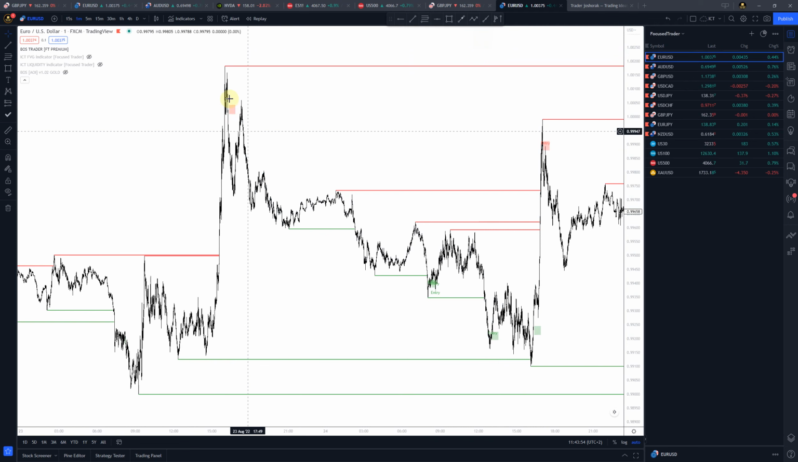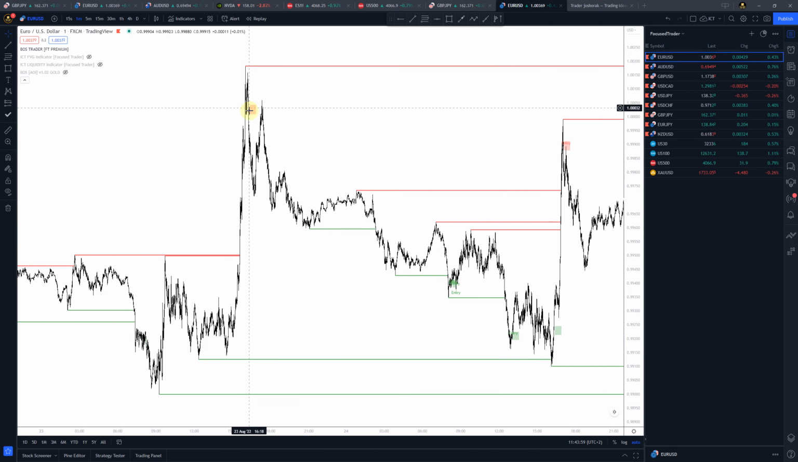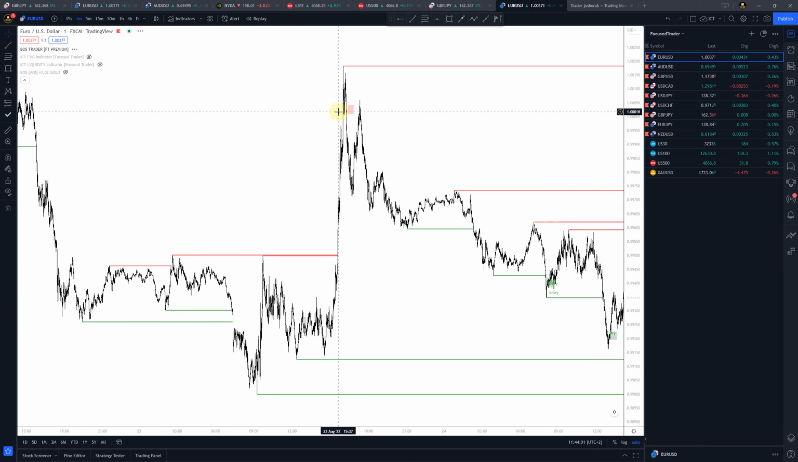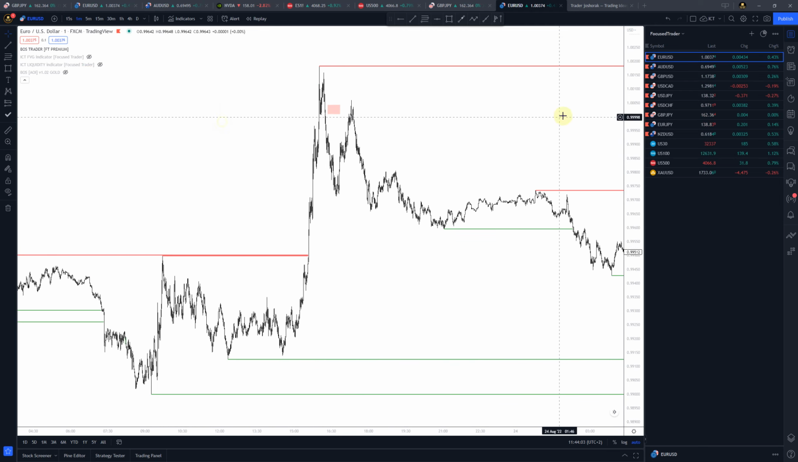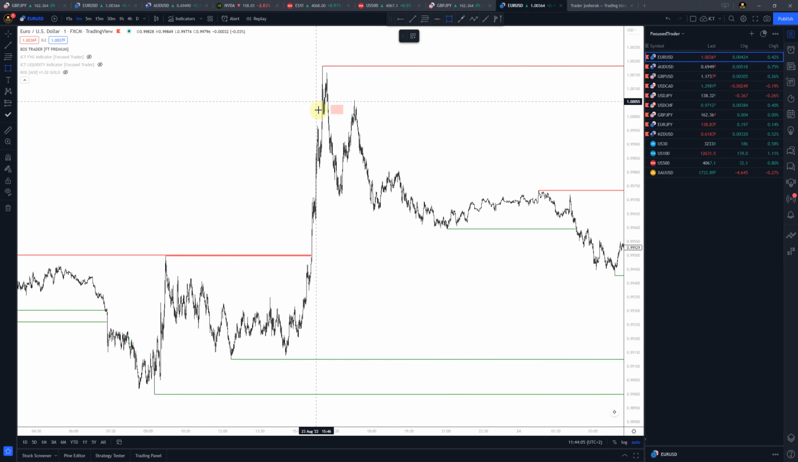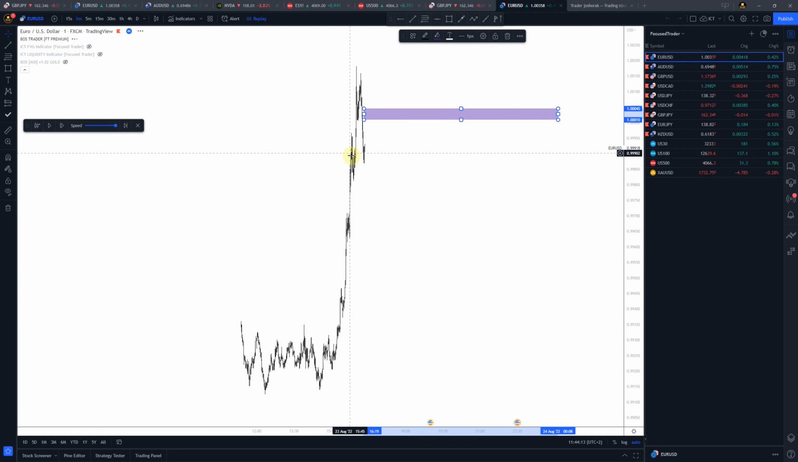Okay, and it is algorithmically indicated, so you know that there is an area of interest here, so you just wait for the opportunity. What you can do and what I do, if I see area of interest that is valid for me and I love it, I draw this, and let me just make it as a replay.